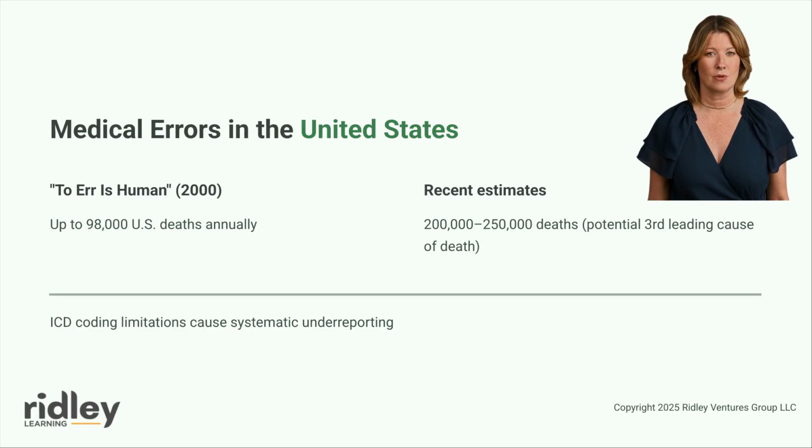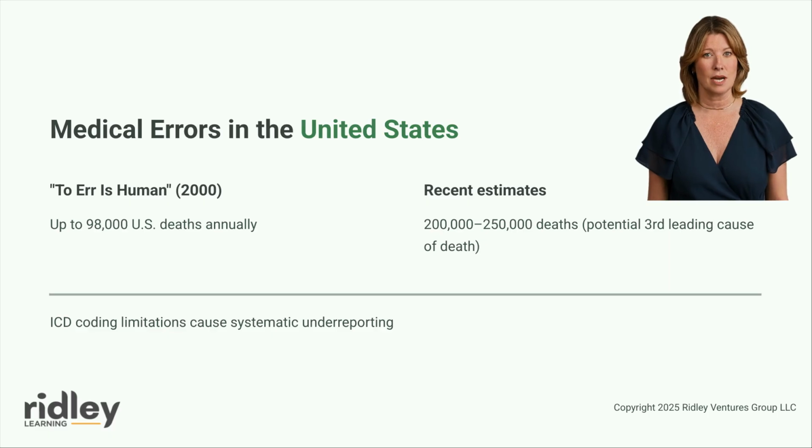While the precise number of deaths remains a subject of academic debate due to methodological challenges, the underlying reality is undeniable. A significant number of patients die from preventable harm in U.S. hospitals each year. This statistical uncertainty points to a deeper systemic issue in how medical errors are tracked and reported. A major limitation is that the International Classification of Disease coding system, used to assign a cause of death on death certificates, has limited ability to capture most types of medical errors.